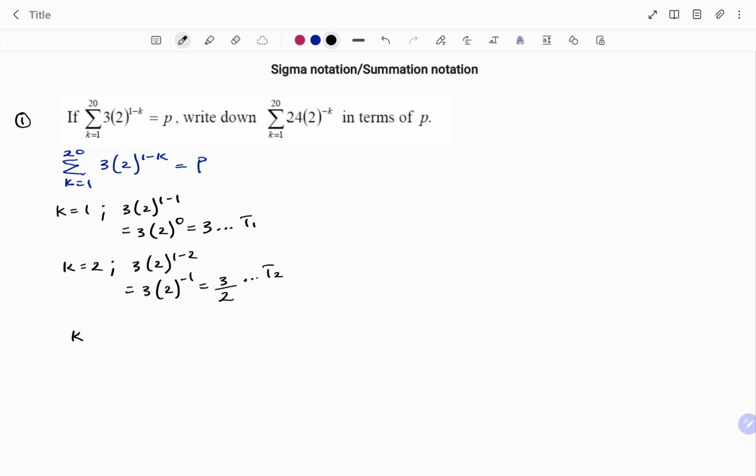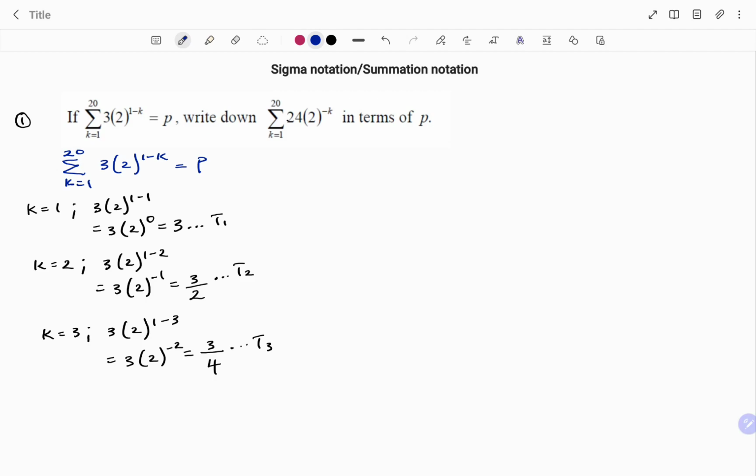For our third term, k equals 3, we have 3 times 2 to the power of 1 minus k, that's 1 minus 3, and that will give us 3 times 2 to the power of minus 2. That will be 3 over 2 to the power of 2, that's 3 over 4. And that will be our third term.